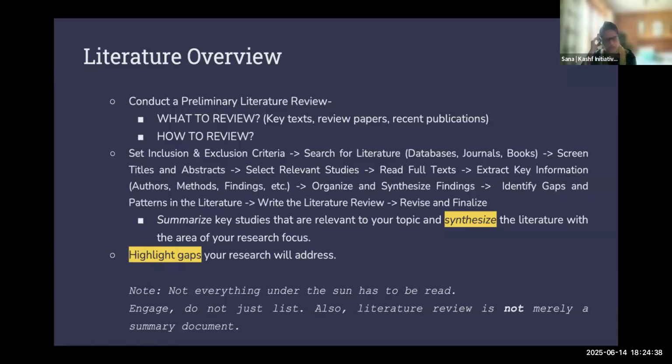Not everything under the sun has to be read. To note, not everything under the sun can be read. So let's not set up very great ambition at this stage. It's safe to just deal with the key texts. Engage with them, of course. Do not just list. It's not a listing exercise. It's not merely a summary document at this stage. There has to be some kind of engagement with your research focus. But at the same time, a full-fledged synthesis is also not expected.